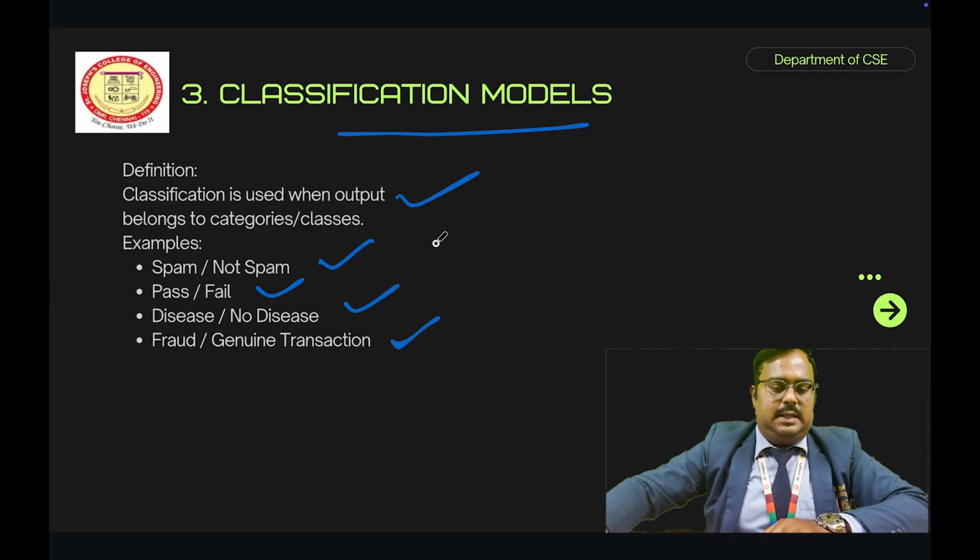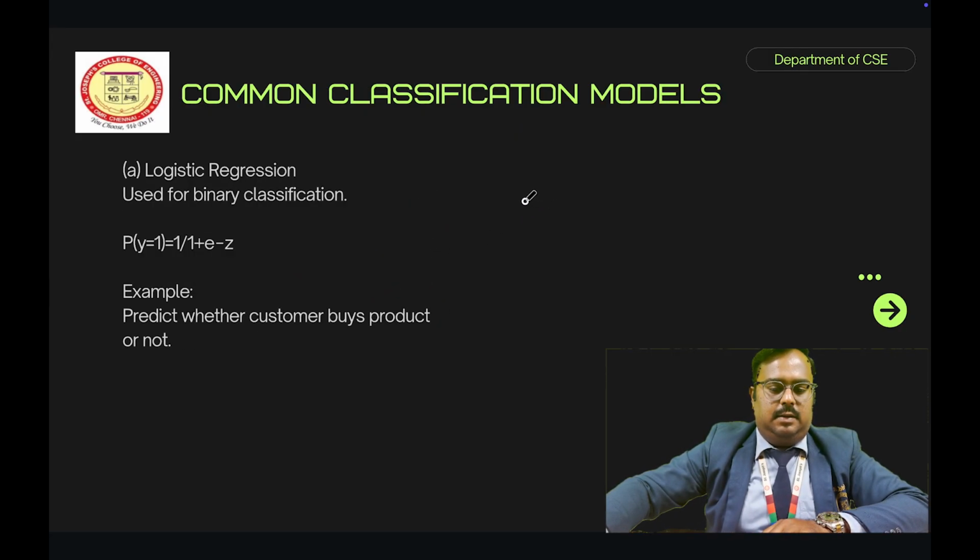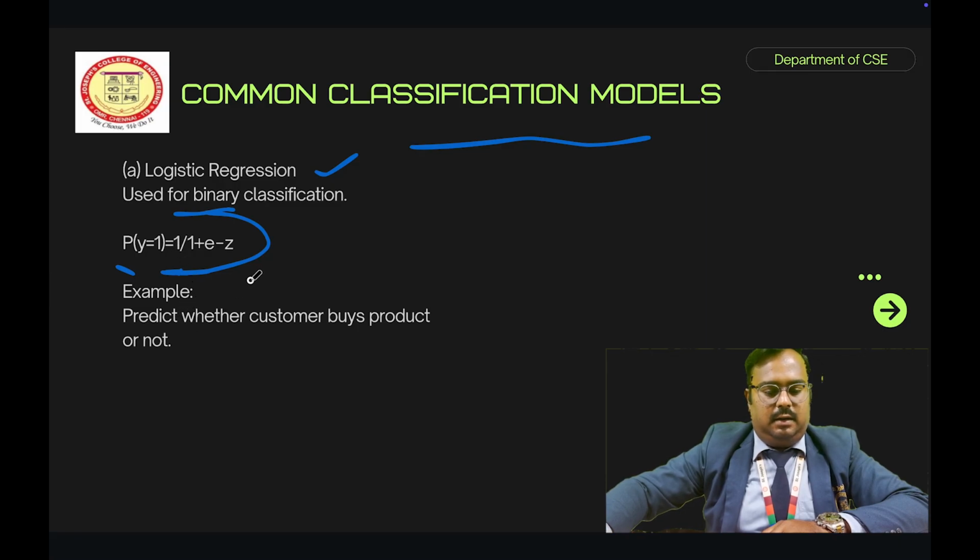So next, common classification models. What are all the common classification models available in machine learning? First one is logistic regression. Logistic regression is used for binary classification. Here the general equation is P(y=1) = 1 / (1 + e^(-z)). So here we have to find P(y=1). What is meant by y equal to 1? That is the predicted value. For example, predict whether the customer buys the product or not.